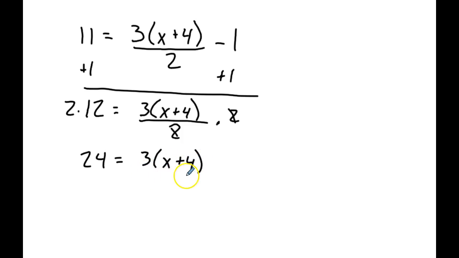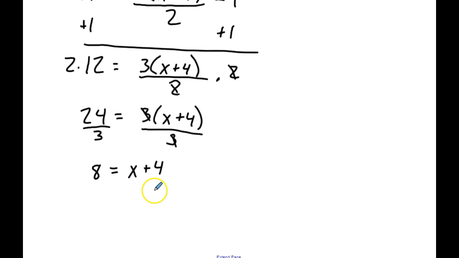Now we need to get rid of that multiplication, so we divide both sides by 3. 24 divided by 3 is 8, so we have 8 equal to x plus 4. The last step would be to subtract 4 to the other side of the equation to isolate our variable x. So we get 4 equal to x. So we went through, used the inverse order of operations to isolate our variable.